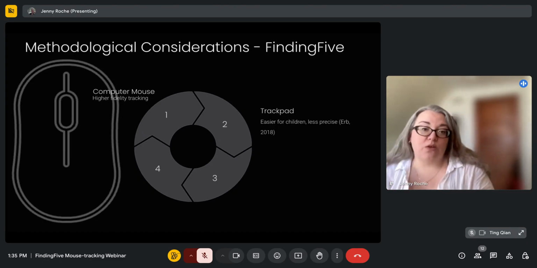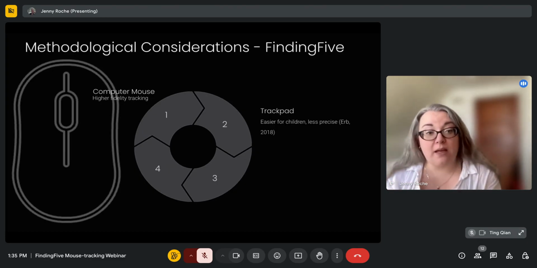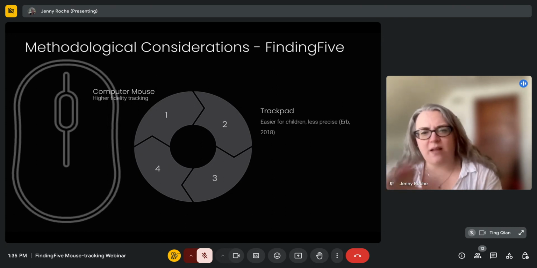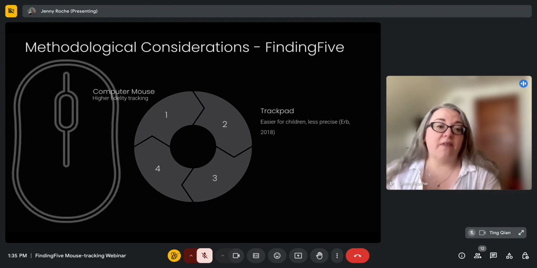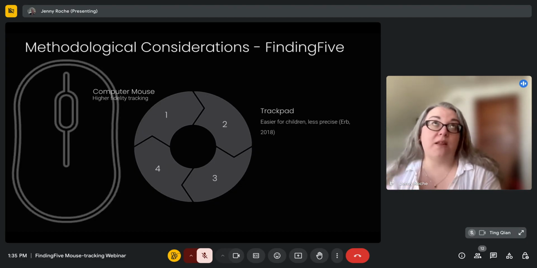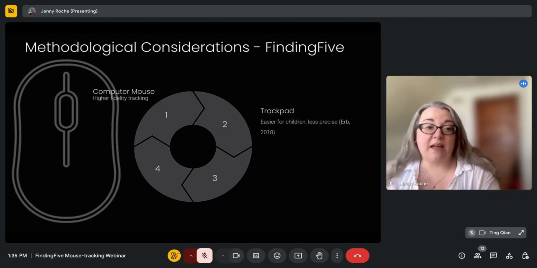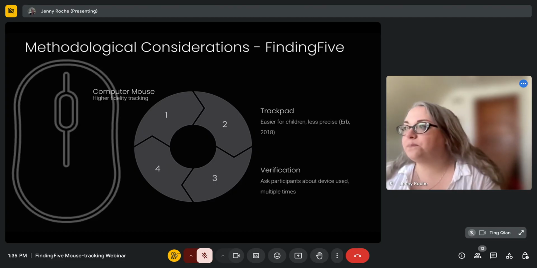So my recommendation to you right now is to pilot it using the trackpad. If you're going to have them in the lab, it's different because you can tell them. But if you're doing it over the internet, I would recommend piloting it first to see if these instructions work. If not, I would recommend that you tell the participants that they need to use a computer mouse instead.